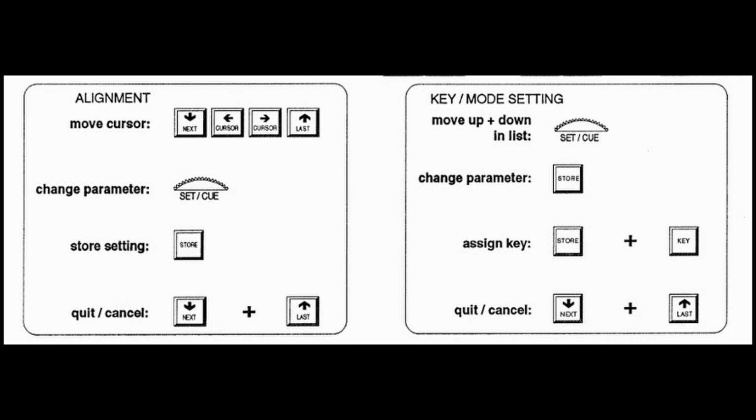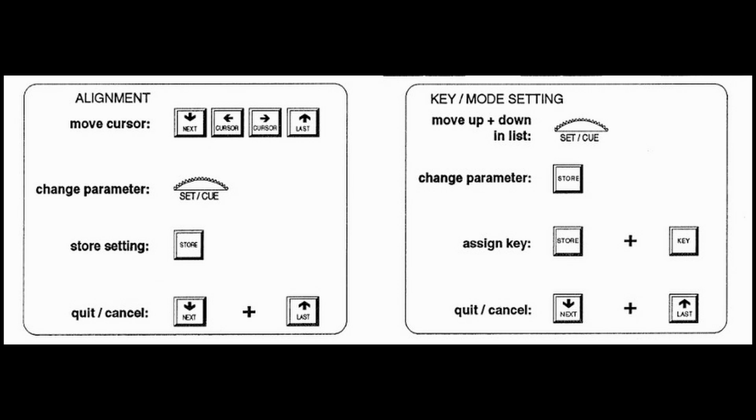Now in the key mode, it's different. Key mode will go up and down on the key mode list by using the set cue wheel. You change the parameter. You might see two parameters on the screen, it might say A or B. You press store and it will store it. If it's on A, it will store it to B when you press store. If it's on B, it stores to A. And then if you wanted to assign it to a key, you hit store plus a key. And then quit cancel gets it out.